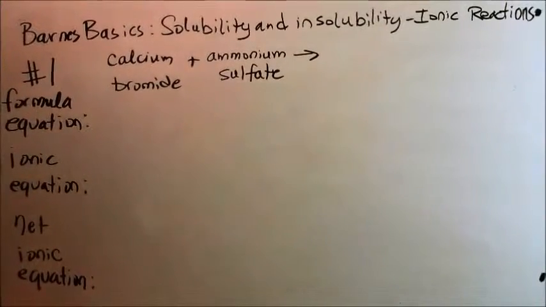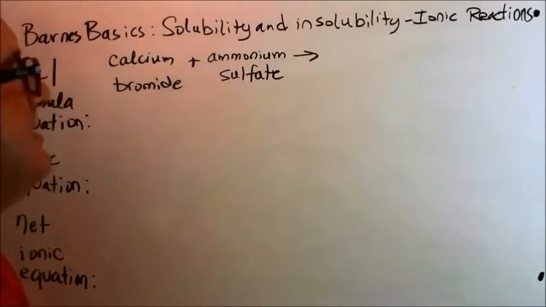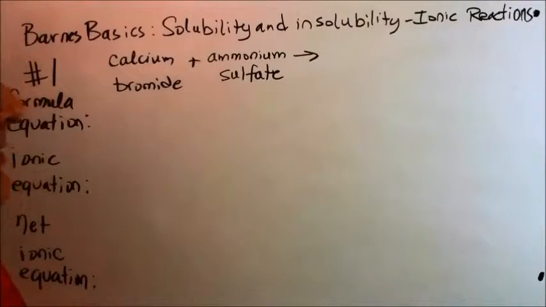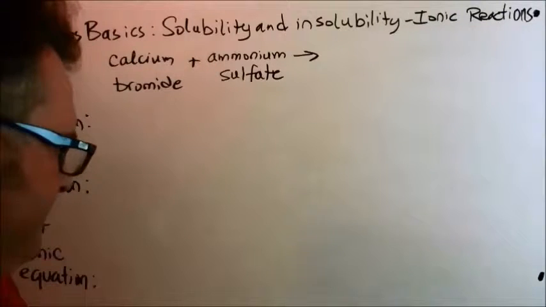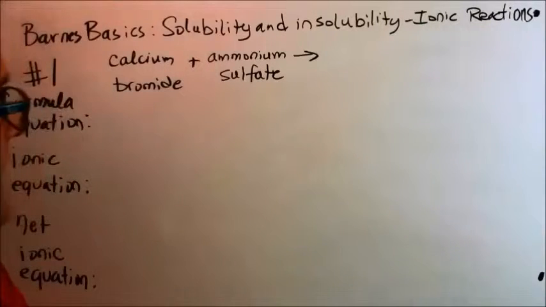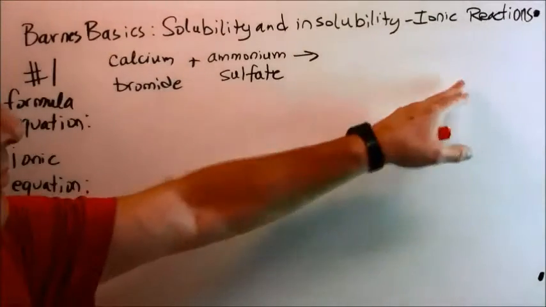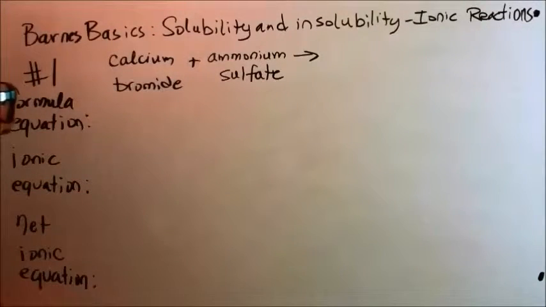Hi, this is Darrell Barnes with BarnesBasics, and we're going to spend some time working some ionic reactions and predicting precipitants in those reactions. The first problem that I want to look at is calcium bromide mixed with ammonium sulfate. What I want to do first is predict the products of this ionic reaction.